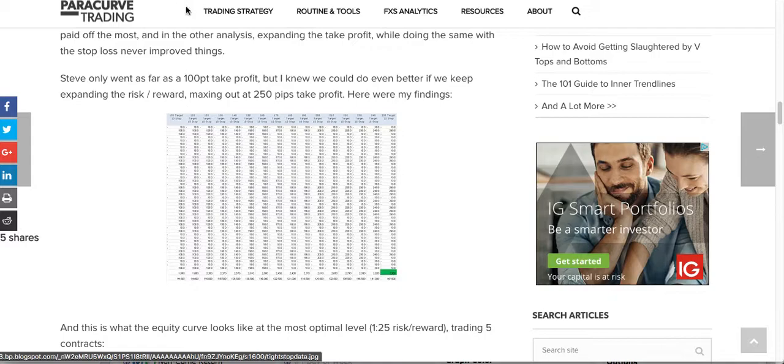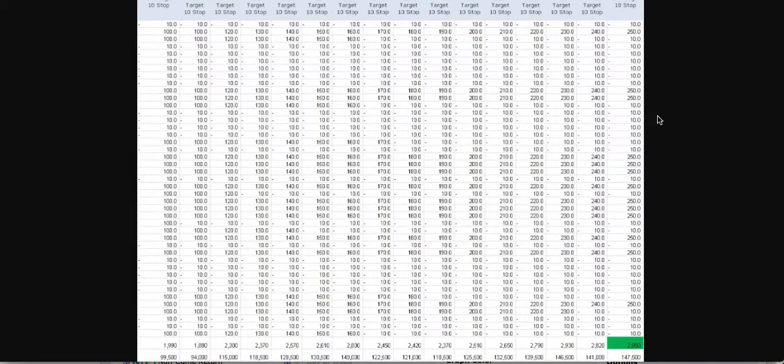And then the guy who owns the website went on to do his own testing on the same strategies, because they basically all trade the same strategies, and he stretched it out to 25-to-1. And the interesting thing was that, let me get to his figures. Okay.